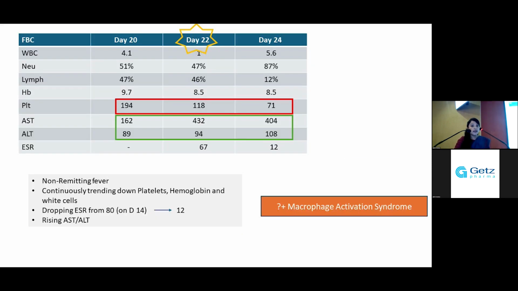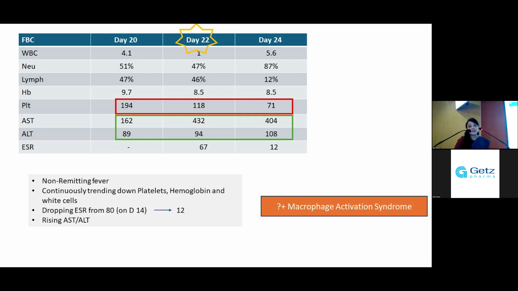So apart from these findings, what we noted at the time of the referral were the significant WBC and hemoglobin drop, as well as the platelet drop, as well as the liver function elevation. And the other important point is that all throughout, despite all this treatment, the patient had non-remitting fever continuously. And the other important point is the dropping ESR from 80 to 12.